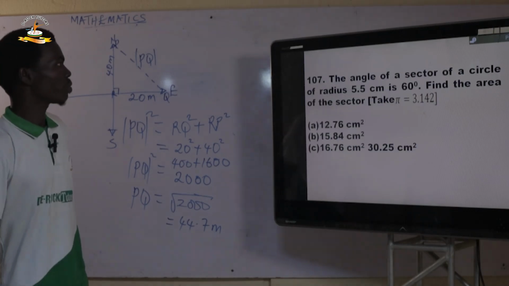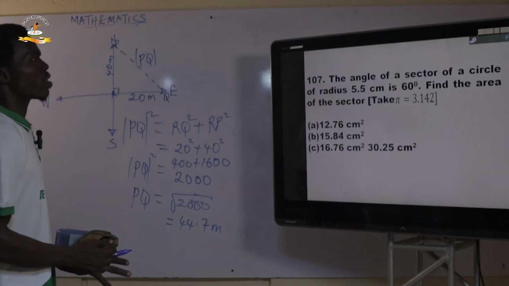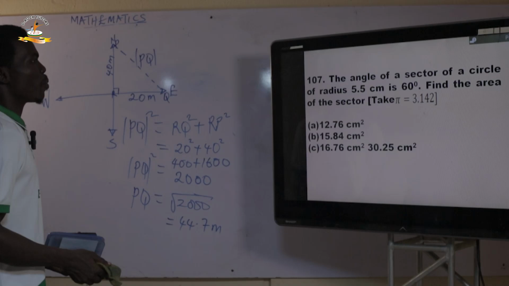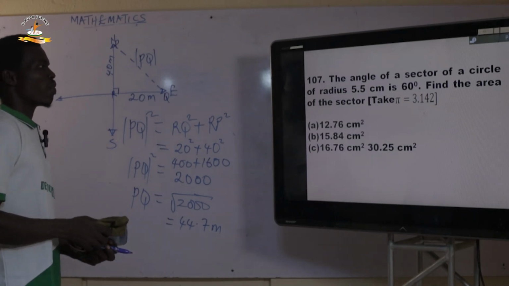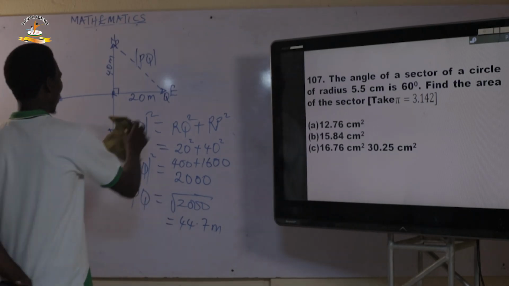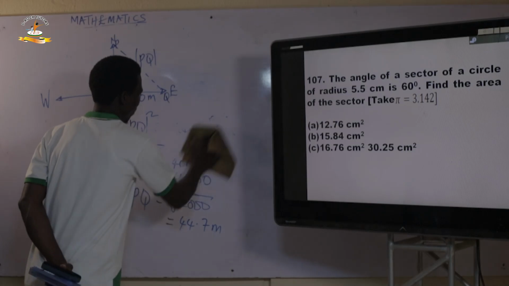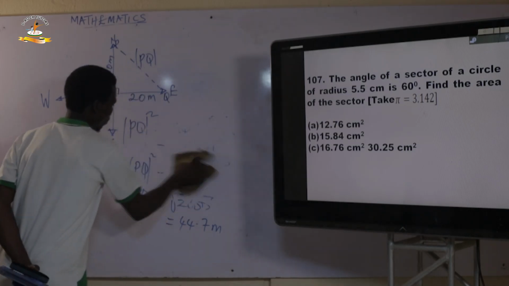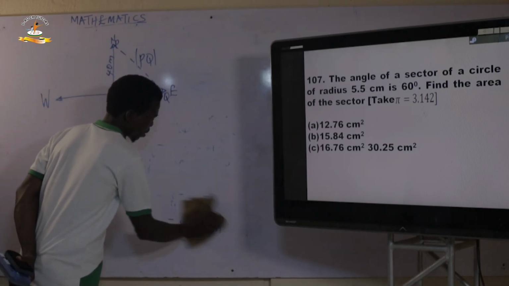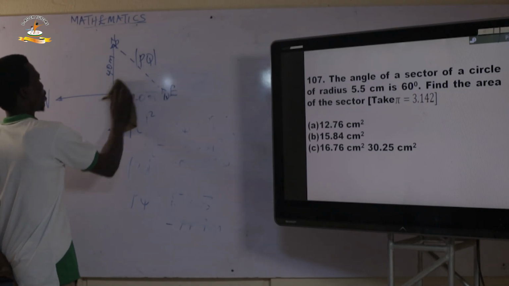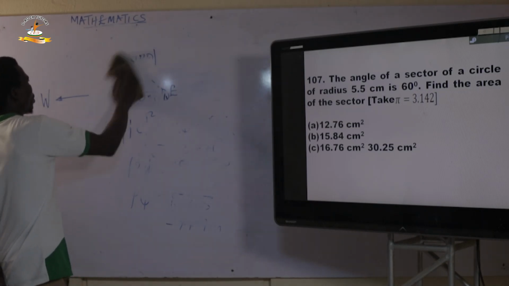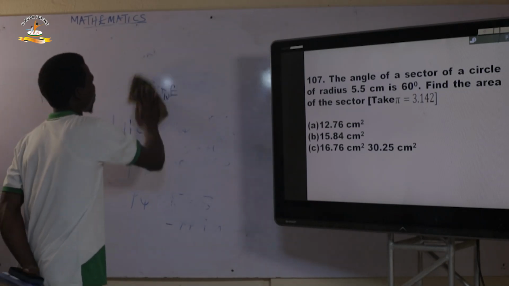Our next question. Alright, 107. The angle of sector of the circle of radius 5.5 centimeters is 60 degrees. Find the area of the sector. So we quickly draw the sector and put the values given to us and assign them. So we have the sector of a circle.